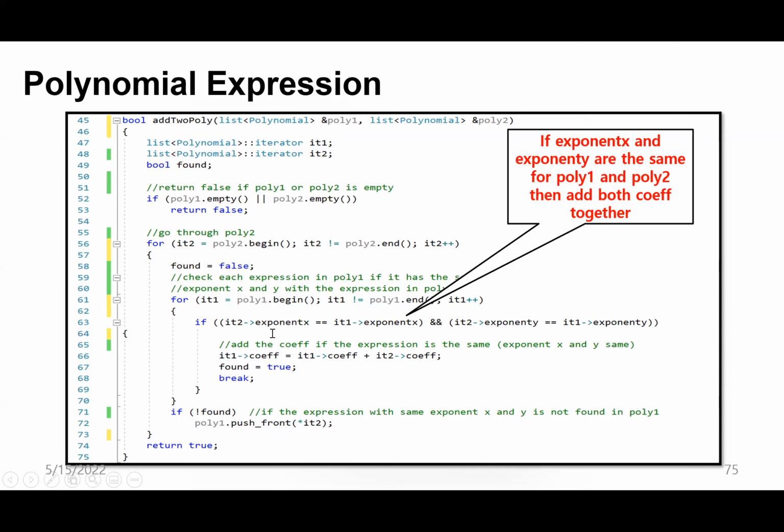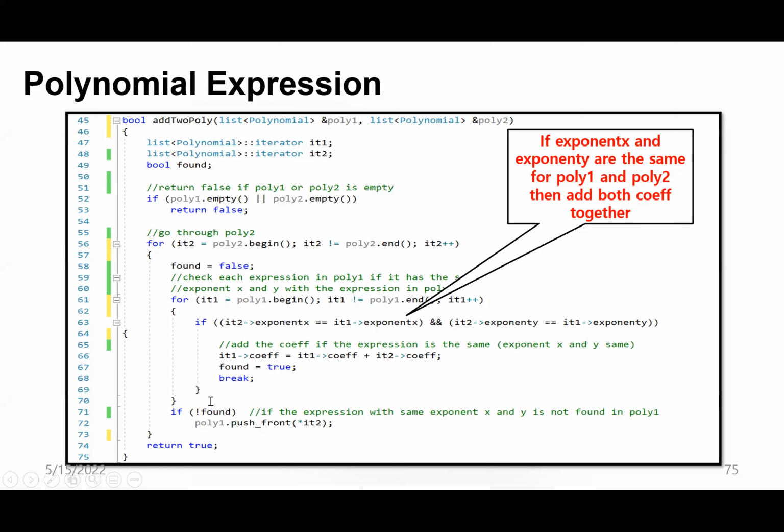If both the exponent x and y for this poly 1 and poly 2 are the same, then I can add their coefficients together here. And that means I found this same polynomial expression with exponent x and y the same in poly 1. So if I found it, I will break, meaning that for the rest I don't need to check.